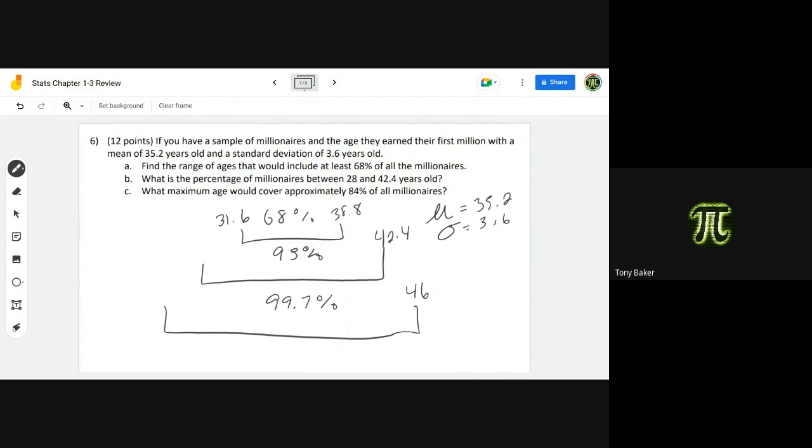We do it again, we get 28. We do it again, we get 24.4. Okay. I would do that for this. We now have all the data to answer all 3 questions.